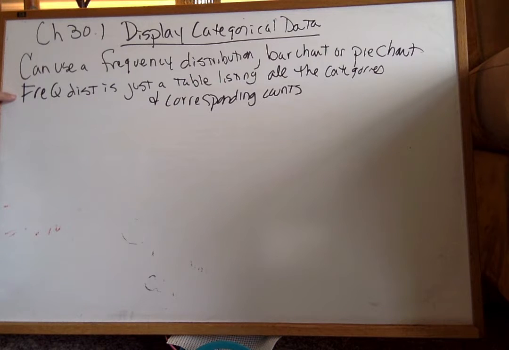Frequency distribution is just a table listing all the categories and corresponding counts. A few minutes ago, we did a frequency distribution for numerical data. You can do a frequency distribution for categorical data also. We're going to do an example about how spring students thought about cats in just a minute.